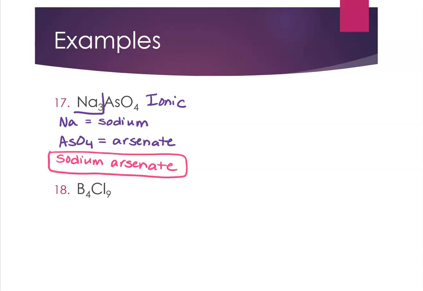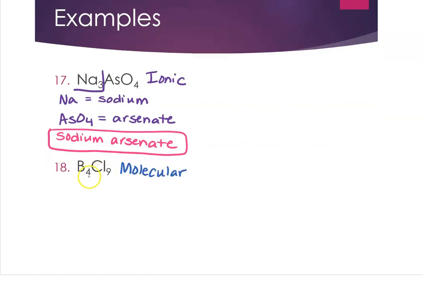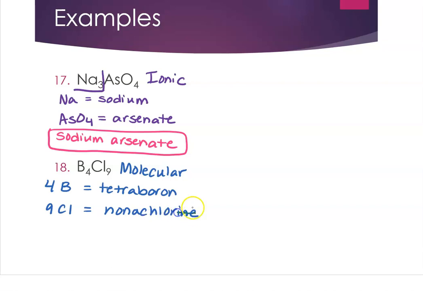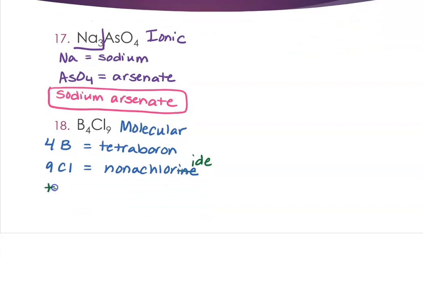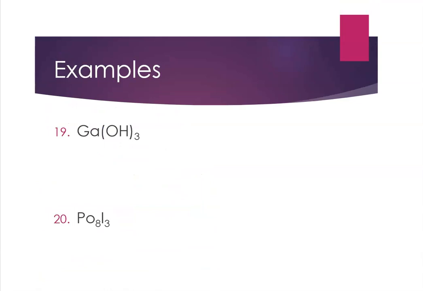All right, next one here, B4Cl9. B is not NH4. B is boron. It is a metalloid, which means it is molecular. B is actually on our dividing line. So I have 4 B's and 9 Cl's. 4 is tetra, so this is tetraboron. 9 is nona, so this is nonachlorine, which then changes to chloride. Tetraboron nonachloride.